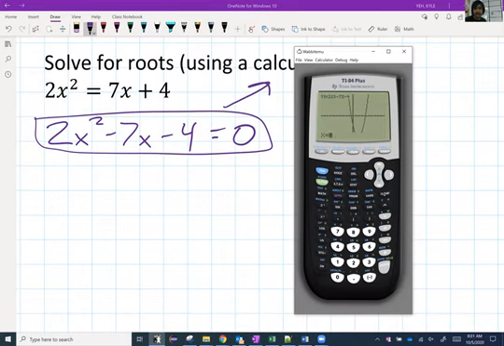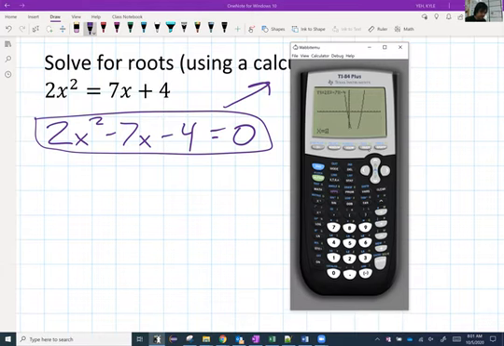And you might have guessed it has to do with that calculate menu again. So I'm going to go second trace to get to the calc menu. Remember, we've been here before to figure out where 2 lines intersect, that number 5 option. Well, here, we're not trying to calculate a value necessarily, or a min or a max, but we might later. What we're looking for today is the 0.